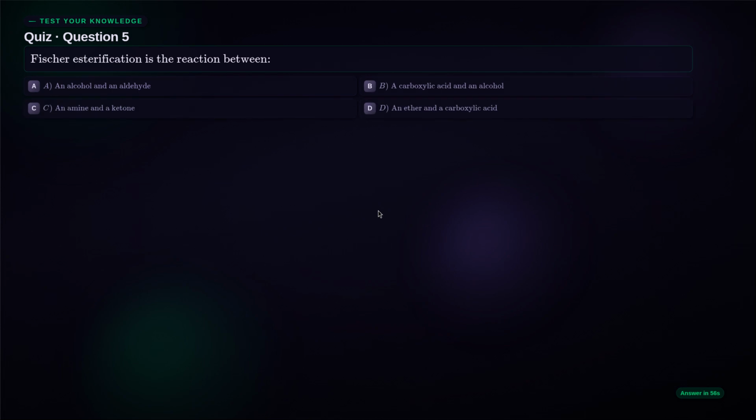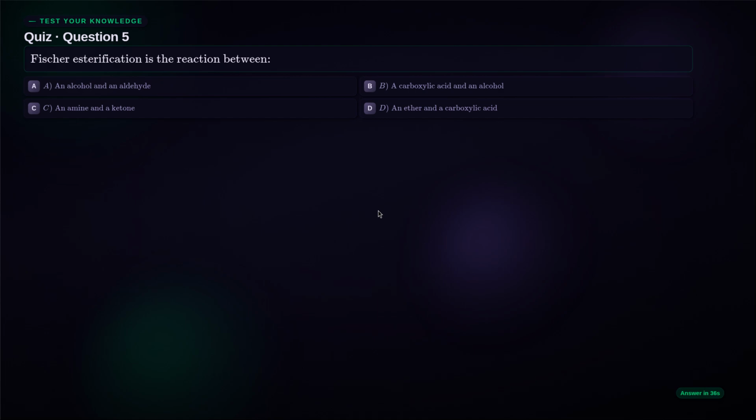Quiz question 5. Fischer esterification is the reaction between what? Option A, an alcohol and an aldehyde. Option B, a carboxylic acid and an alcohol. Option C, an amine and a ketone. Option D, an ether and a carboxylic acid.